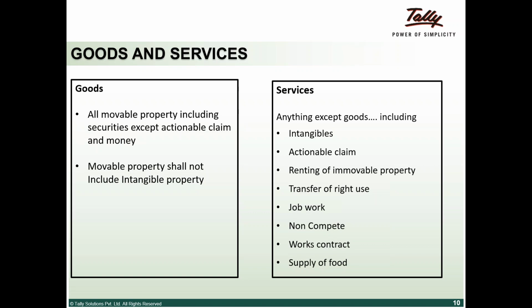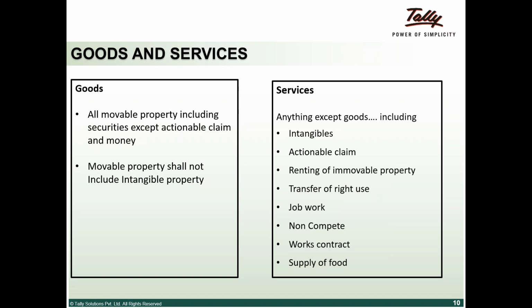Now, service is defined as anything except goods, including intangibles, actionable claims, renting of immovable property, and transfer of right to use. Right to use means that if I have a right to use any property, it is a service. It's not goods, or anything else. Basically, if somebody A has given me a property to use, that is a transfer of right to use. The title is passed on to me for using it. That is a service.